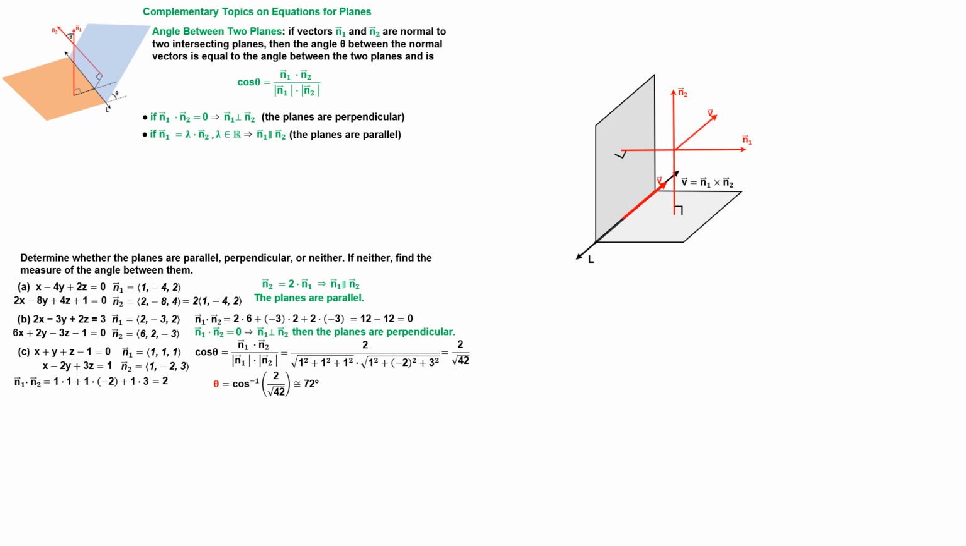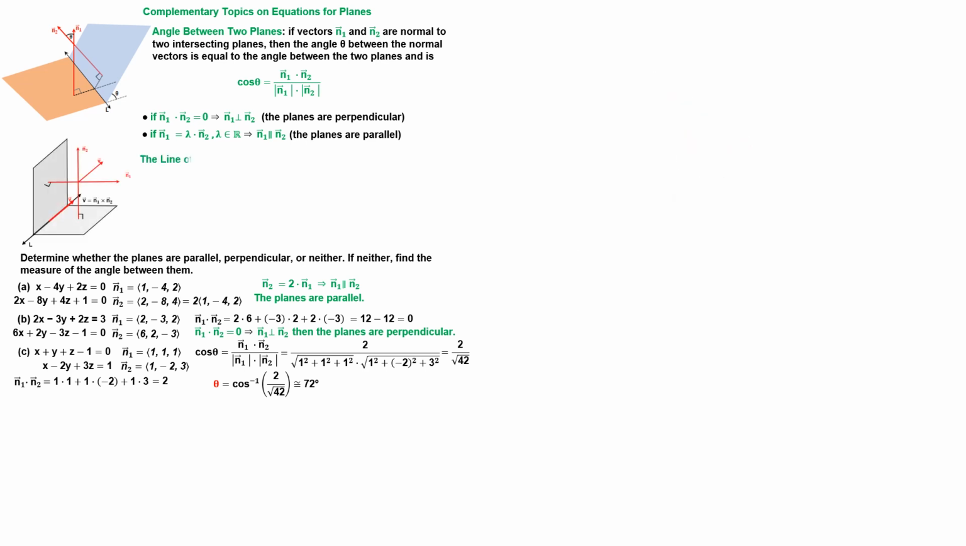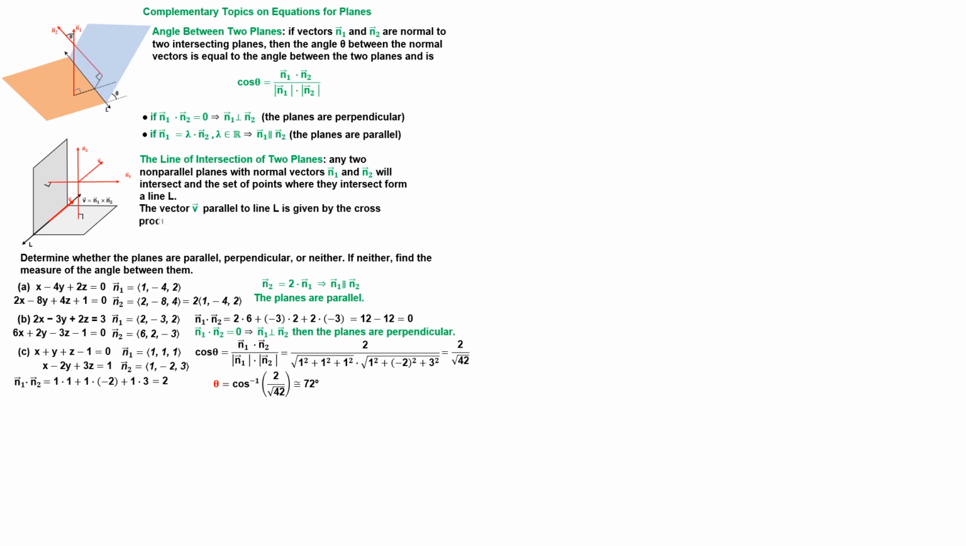Let's summarize our findings. Any two non-parallel planes with normal vectors n1 and n2 will intersect, and the set of points where they intersect forms a line. The vector v parallel to the line is given by the cross product between n1 and n2.